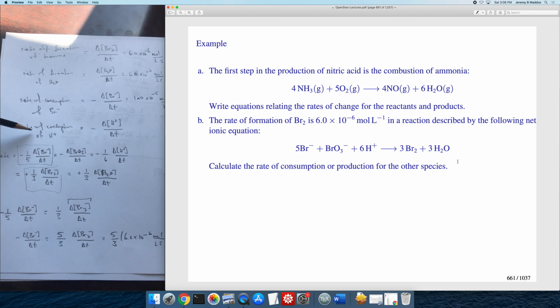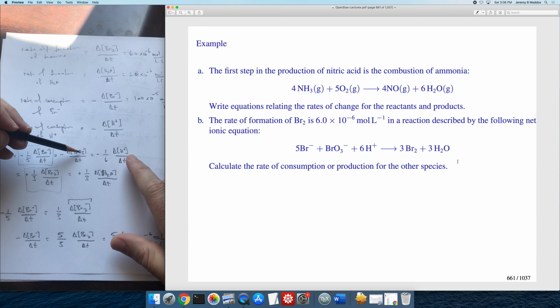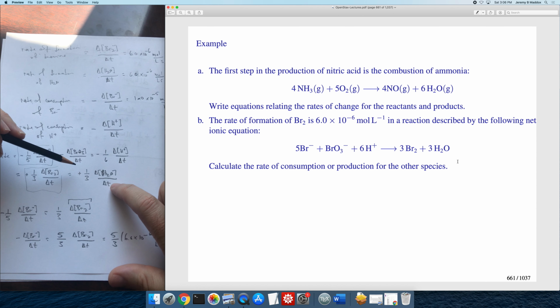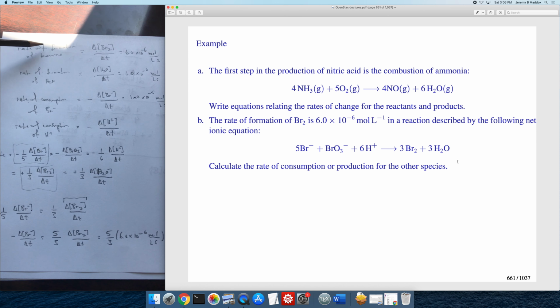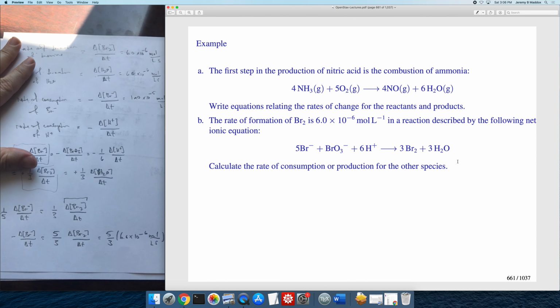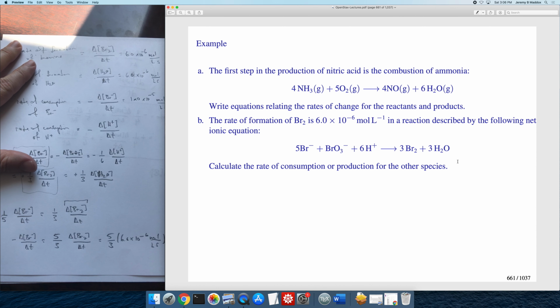You would do the same thing for the bromate and the H+. Okay, you would have to find the two equations that need to be set equal to each other, and then you have to solve for that rate of formation or the rate of consumption. Now the tricky part is dealing with the semantics. What's the difference between the rate of reaction and the rate of formation of a product and the rate of consumption of a reactant? So I've tried to articulate that here for you. Give it a shot, see if you can do that.